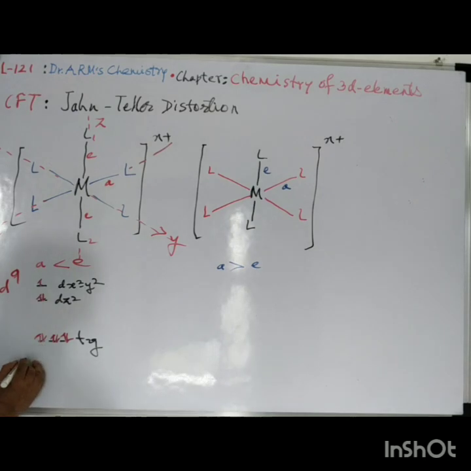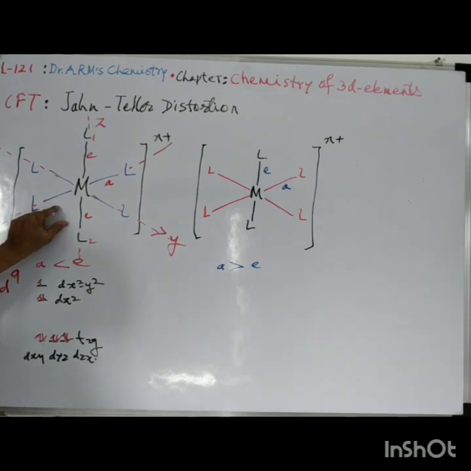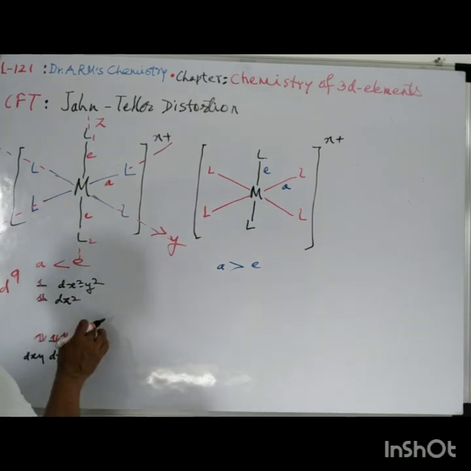So dxy, dyz, and zx. So these are electrons which are lying in between x and z, y and z, x and y. But these electrons are lying away from these four ligands, that is x and y axis, so they will not suffer any more interaction or repulsion with the ligands.